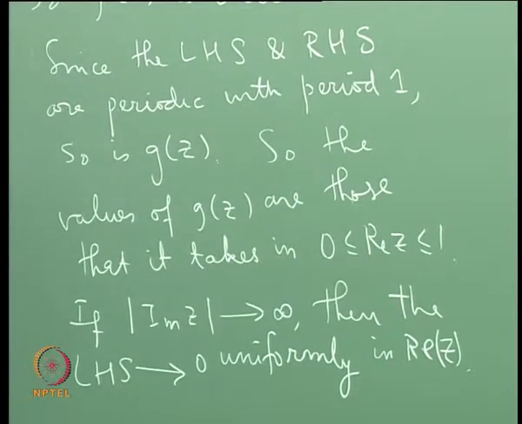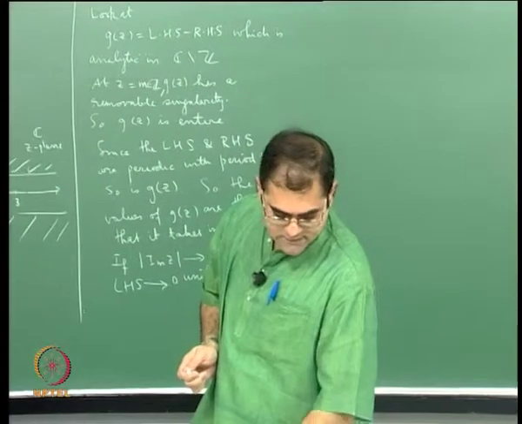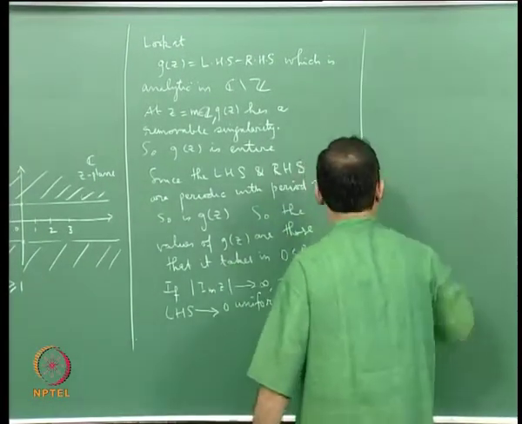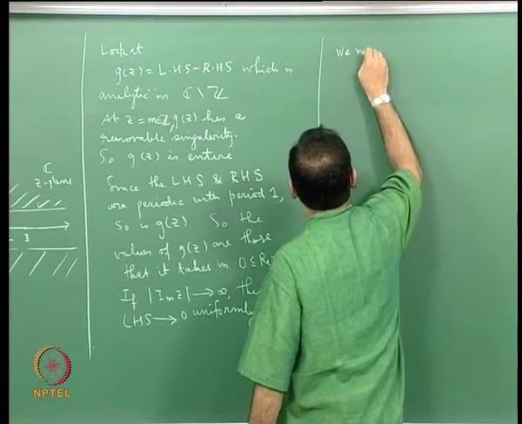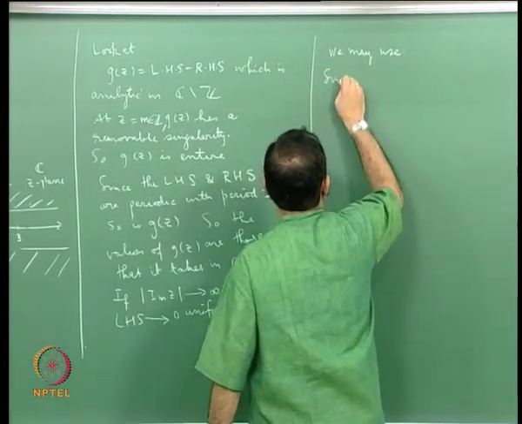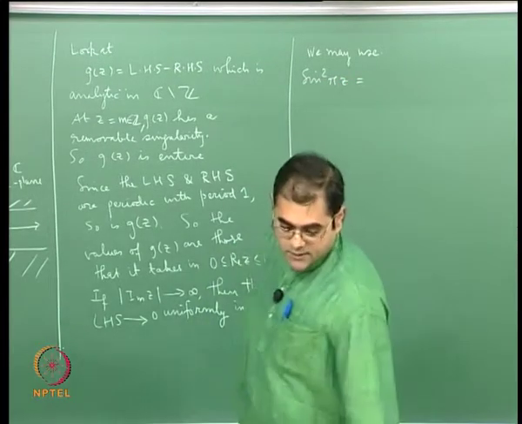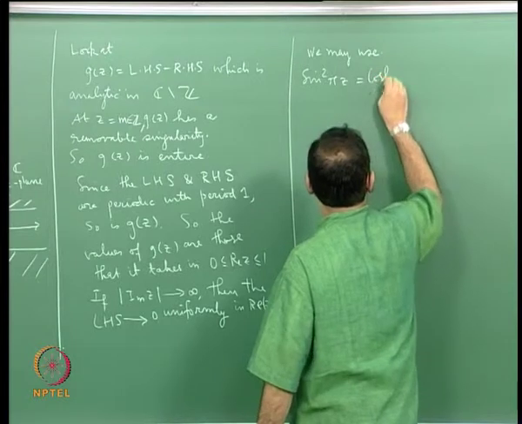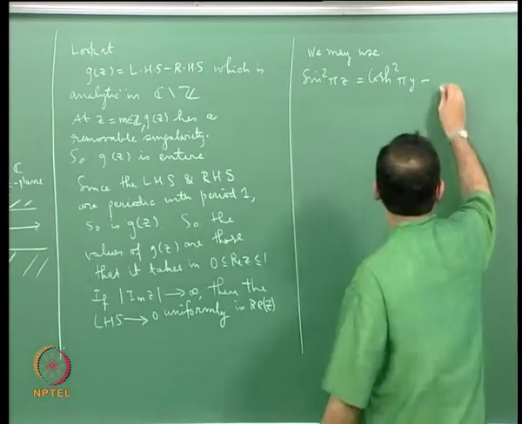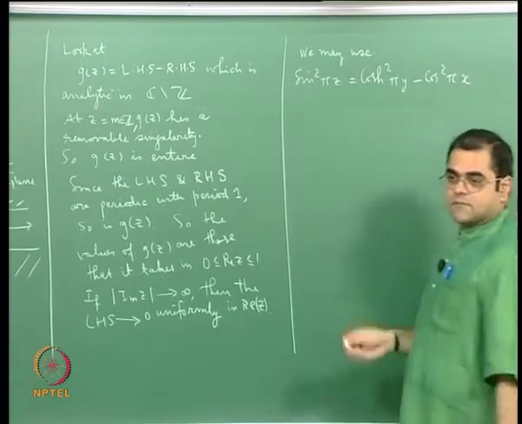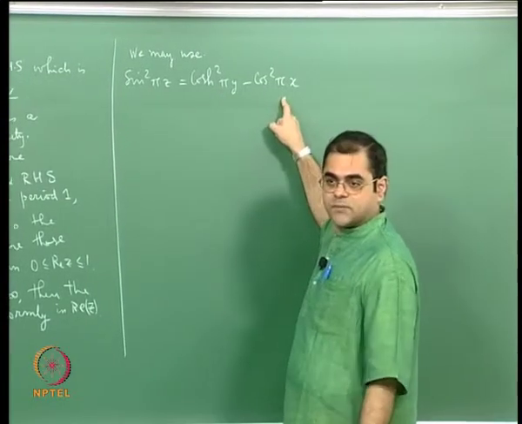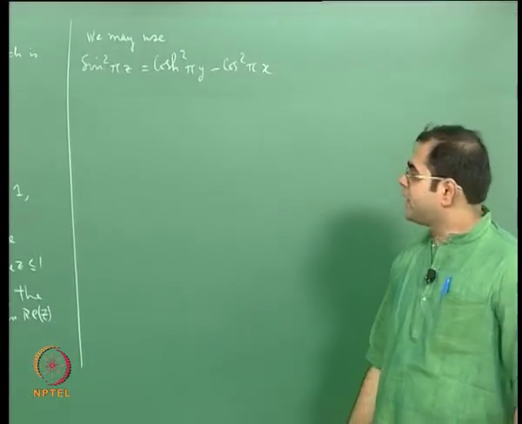That is basically because you must all be familiar with the fact that we may use sin squared pi z, which if you expand it is cosh squared pi y minus cos squared pi x. These are elementary identities. So you can use this to infer that; this is very easy to see.